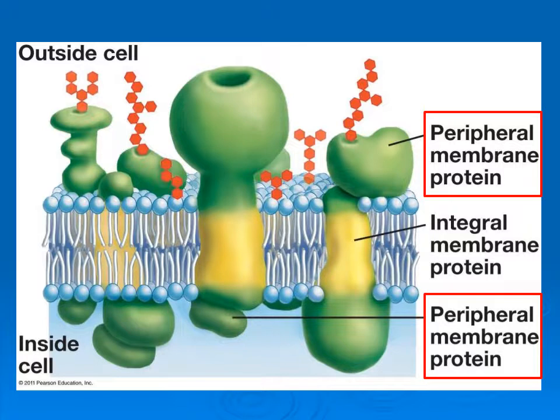Peripheral proteins are not embedded in the lipid bilayer. They are bound to the surface of the membrane or to an integral protein. Many peripheral proteins have enzymatic functions. So how do substances move in and out of the cell, if cells are protected by this dynamic membrane?